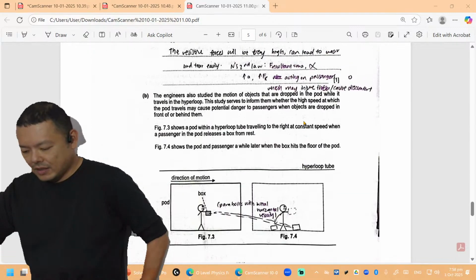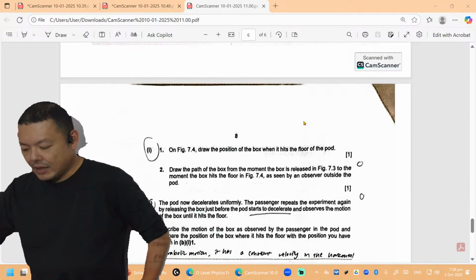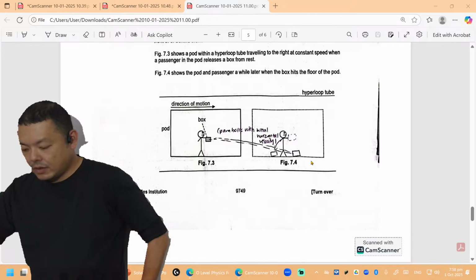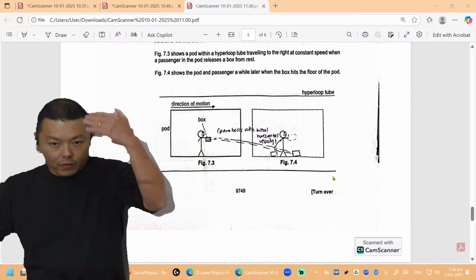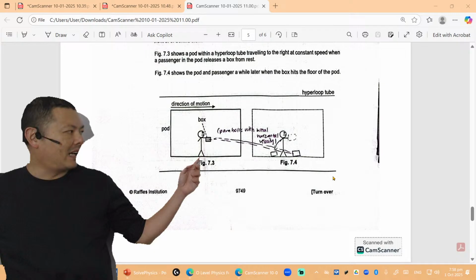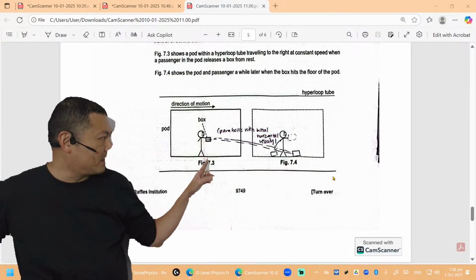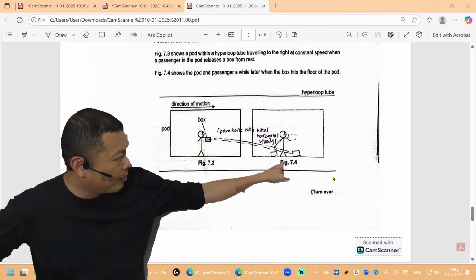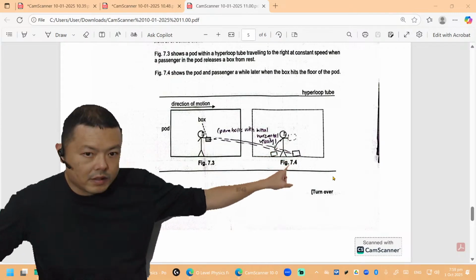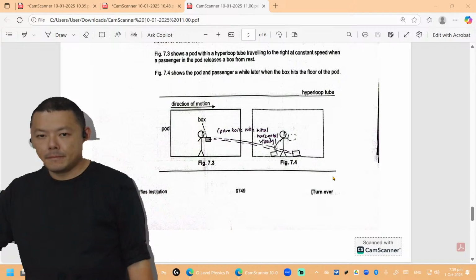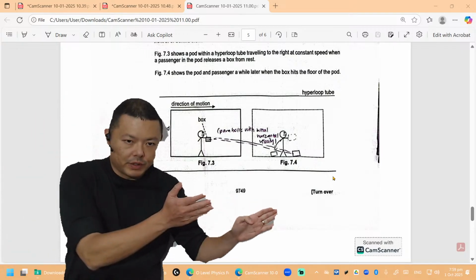Okay. So as seen by the outside, the path is parabolic. As seen by the drawer, the position when it hits the floor, oh, it will fall directly down. Like it will hit the ground here. It won't hit in front. Your box must be directly below. You know why, right? Because the object has forward motion with you.